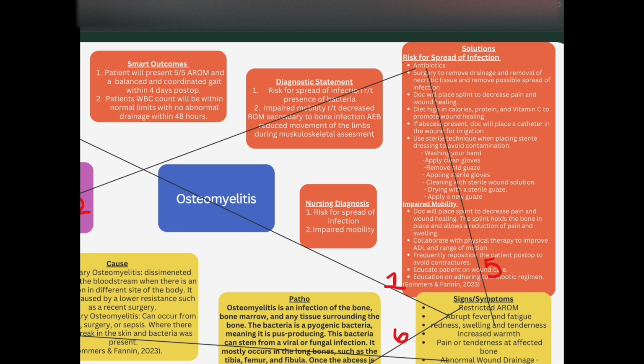We want them to feel like, okay, if I move, my leg will start to feel better. So whatever is necessary to make that patient feel comfortable with movement. And then we also want to collaborate with physical therapy to improve ADLs and range of motion. Really, you shouldn't even be trying to collaborate with the physical therapist only post-op. That restricted AROM is a sign and symptom of osteomyelitis.